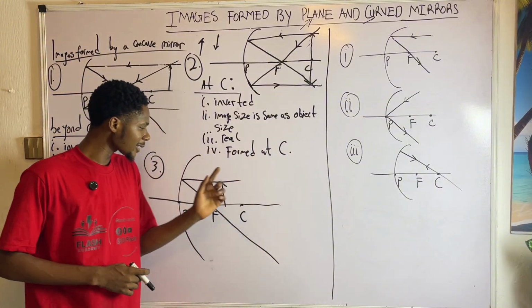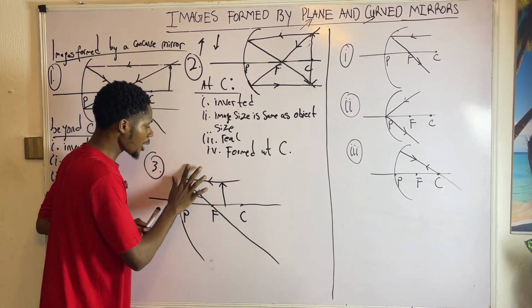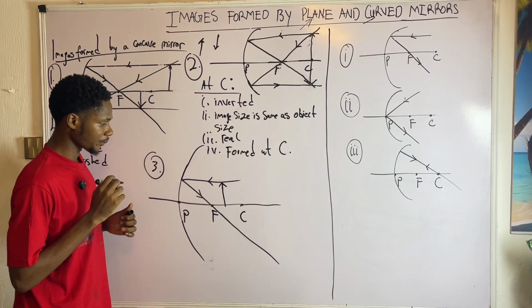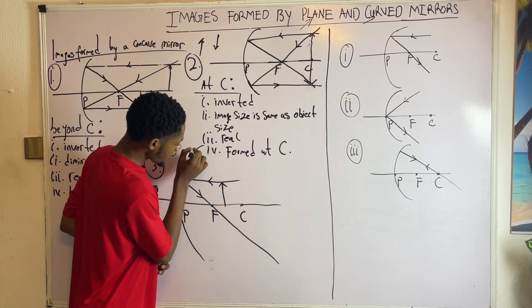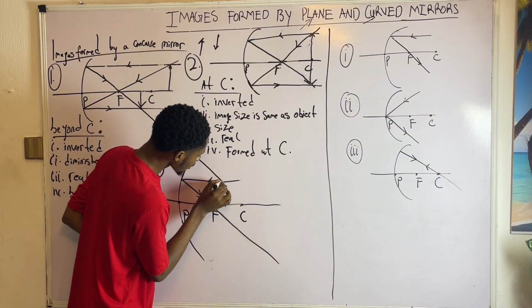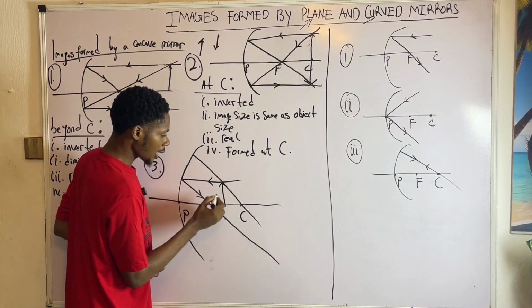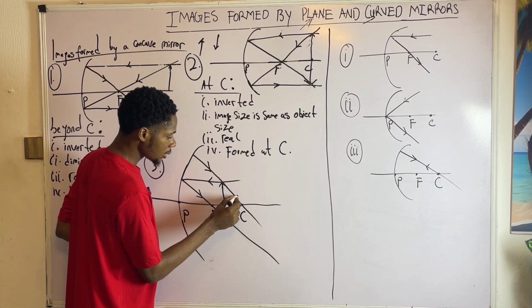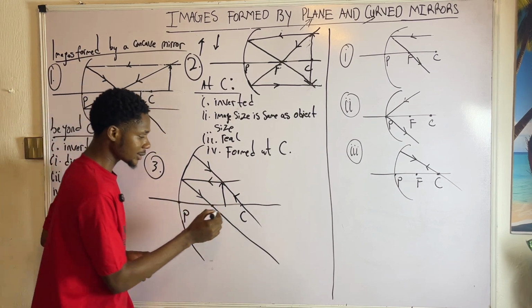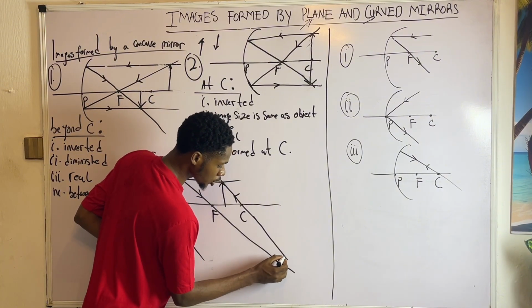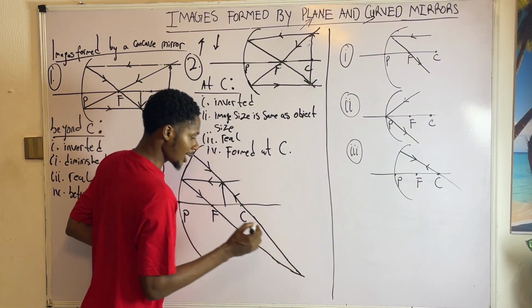So for this one, let's pass it through C. I'm going to expand my image so that the rays of light can touch my drawing. So if the ray of light passes through C, like this, it will pass through C and reflect back the same way, right? But if you trace it, notice that these two are going to touch somewhere. They are going to touch somewhere.